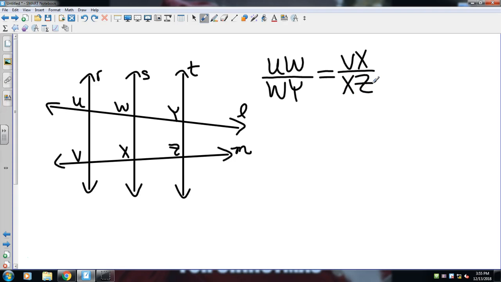And so we can look at different segments in the work tomorrow. But as long as you've got 3 parallel lines cut by 2 transversals, we are going to have proportional sections.